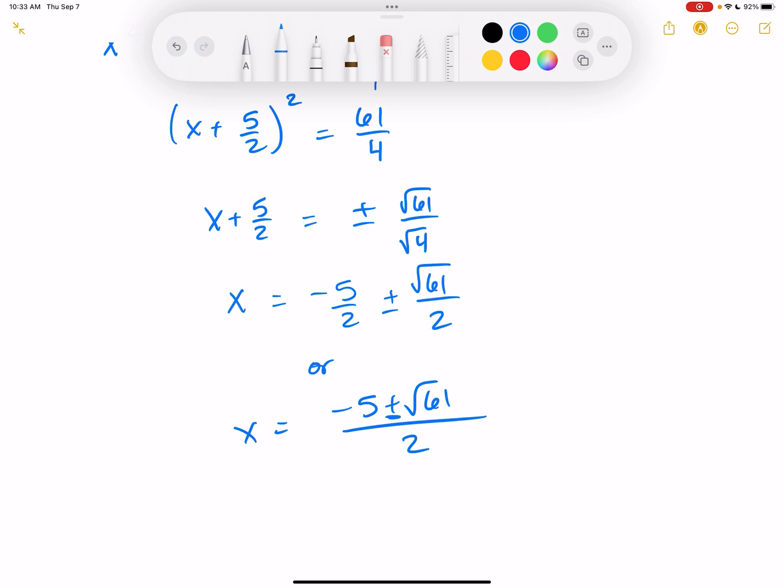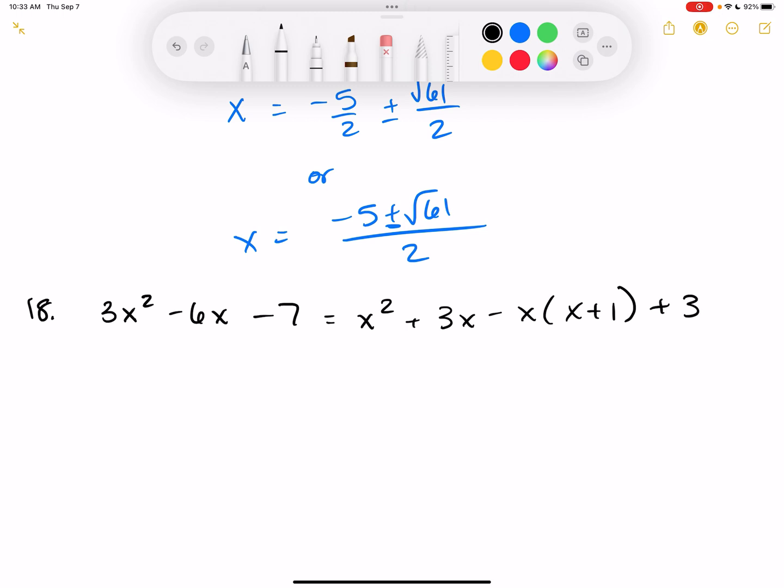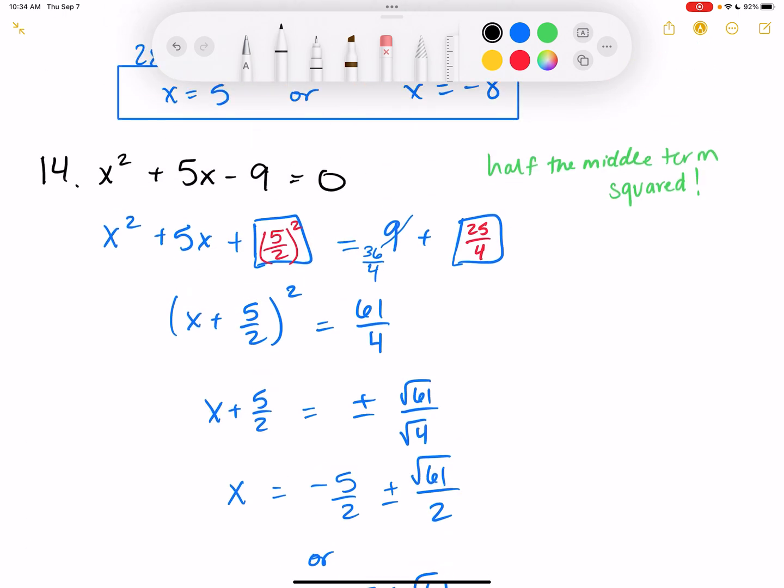All right, I'm going to do 18 with you because I'm giving you 17 as a homework assignment, so I want to make sure we know how to do it. 3x squared minus 6x minus 7 equals x squared plus 3x minus x times x plus 1 plus 3. Now, one thing I want to remind you of is that in order to do completing the square, there can't be anything in front of my x squared term other than a 1. If there's anything else, we just say we can't do it.